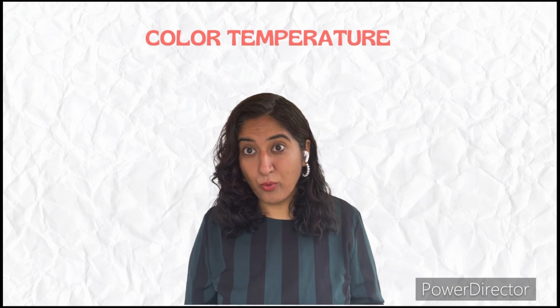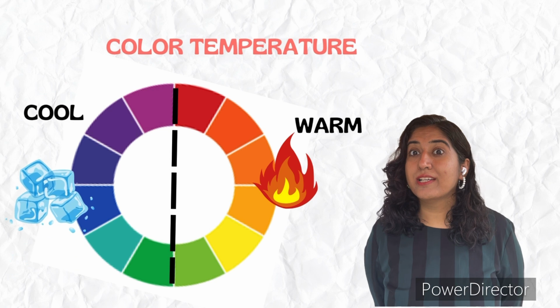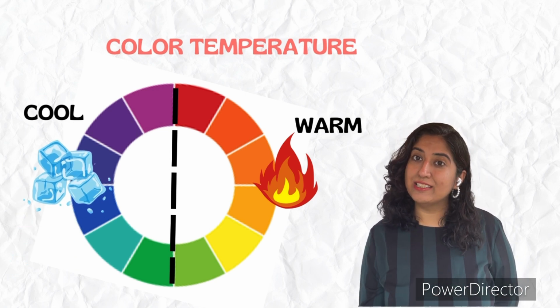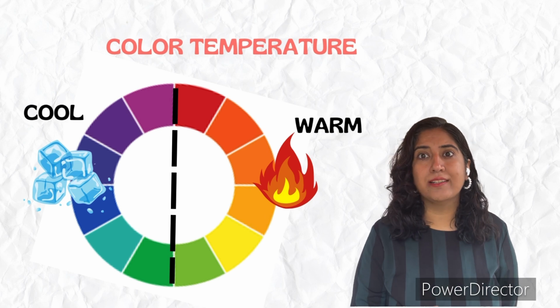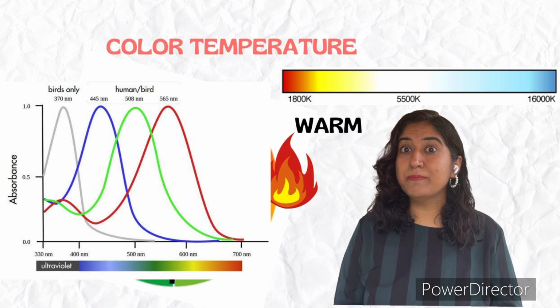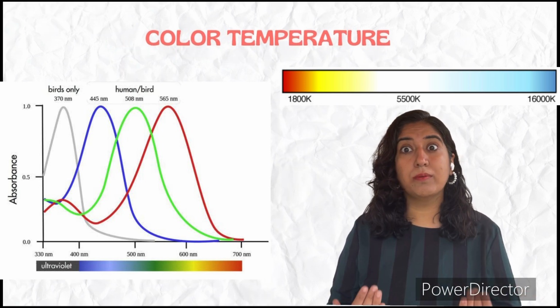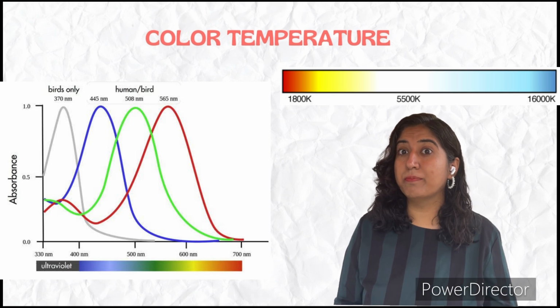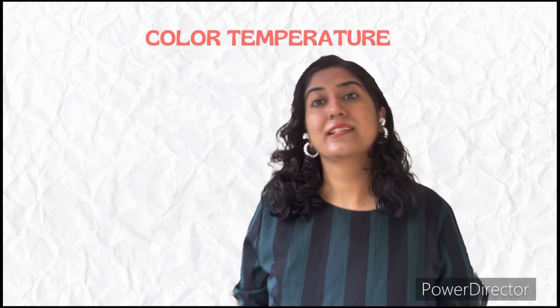Now we come to color temperatures. Every color will have a temperature of its own. Colors on the side of red, yellow and orange are warm colors, while colors on the side of blue, green, purple are cool colors. Warmer colors, because of their wavelength, appear to come closer to us, while cooler colors, because of the longer wavelength, appear to recede away in the background.